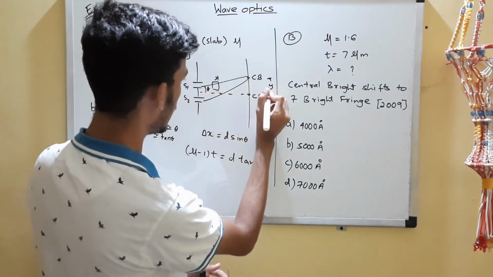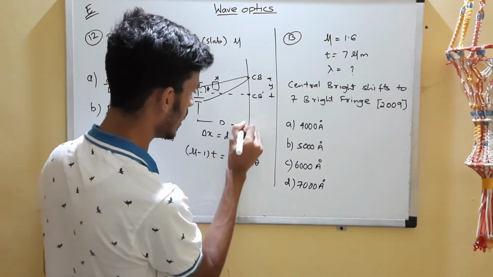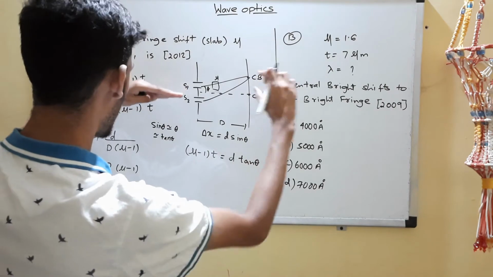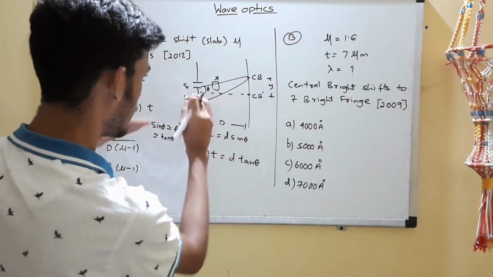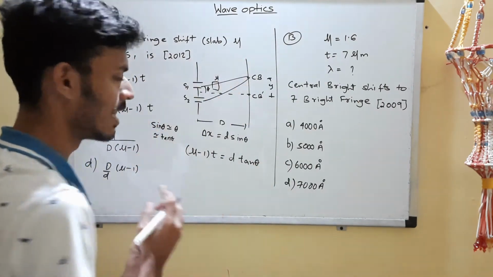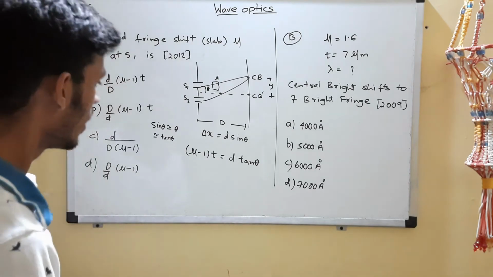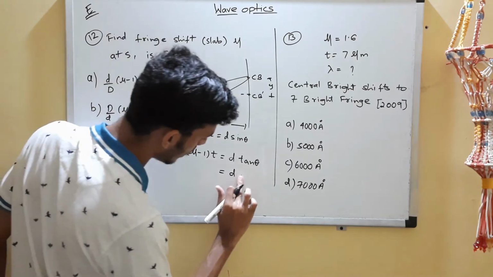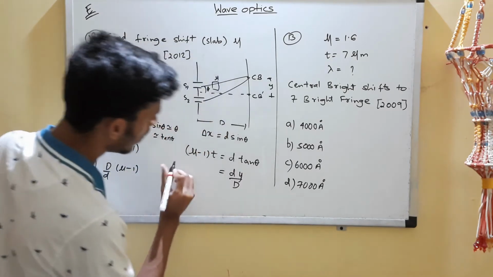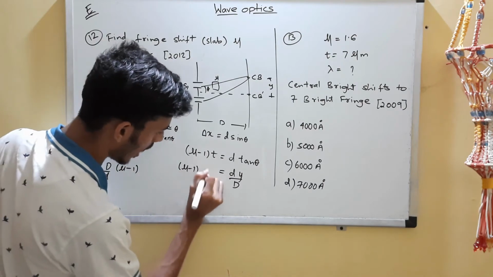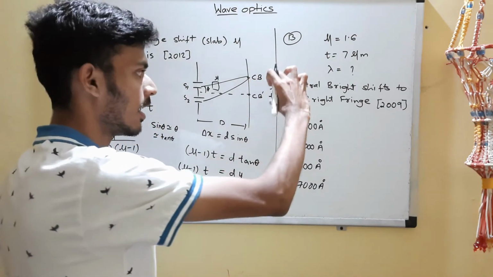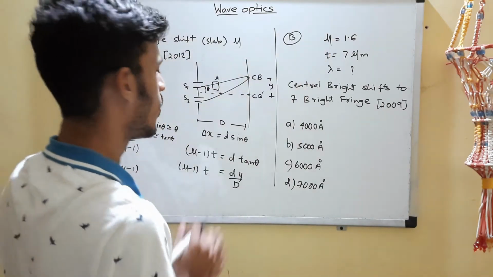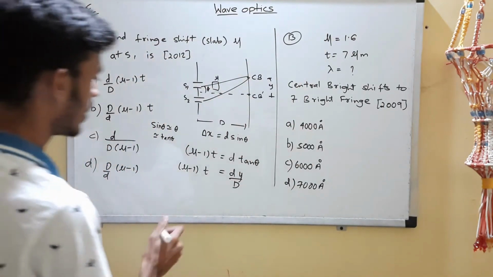So if you see, tan theta is y upon D, the opposite upon the adjacent. Opposite is y, the shift, and the adjacent is basically the distance of the screen from the slit, which is capital D. So tan theta can be written as y by capital D. Here you are supposed to find the shift, and shift is nothing but y. It is the shift of the central maxima from its original point to some other point. That is what we are supposed to find.